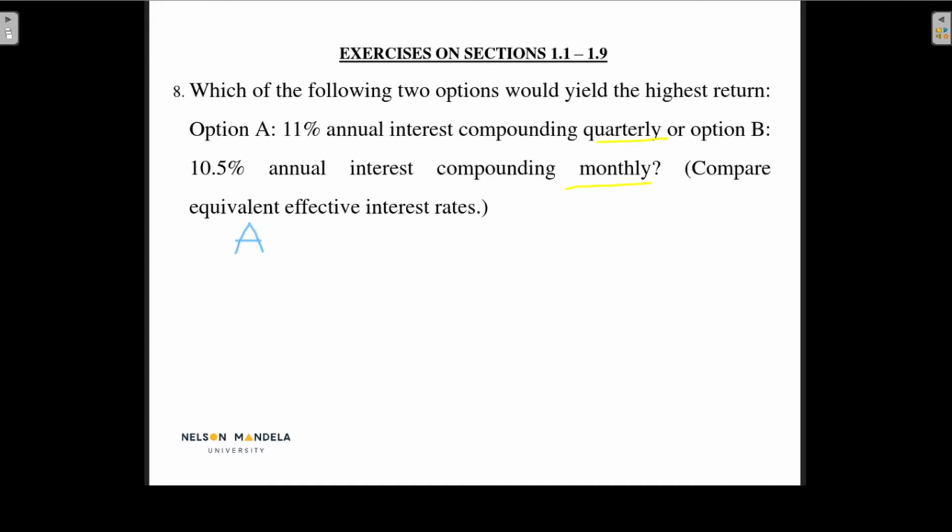Perhaps before I write that out, let's just write the formula for equivalent effective interest rates here just to remind you. Okay, so that's the formula for the equivalent effective interest rate. So to go back to option A, we would like to get the equivalent effective annual interest rate. So we would like to get I1 for option A.